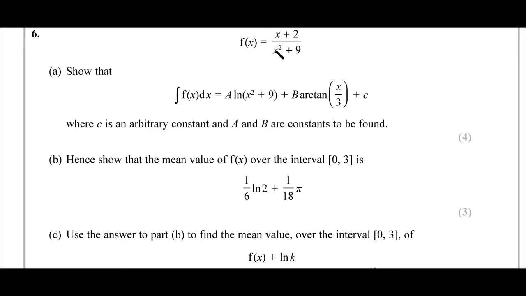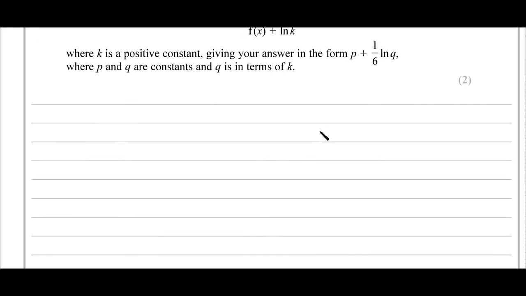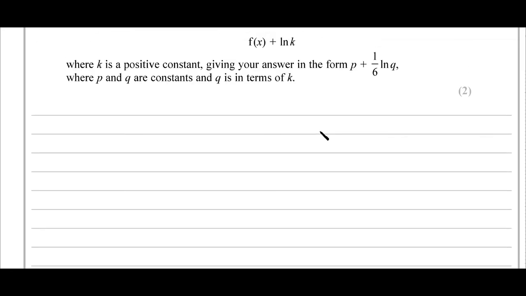Question number 6. f of x is equal to (x plus 2) over (x squared plus 9). We have to show that the integral of f of x with respect to x is equal to a lots of the natural log of (x squared plus 9) plus b lots of the inverse tangent of x over 3 plus c, where c is an arbitrary constant and a and b are constants to be found.